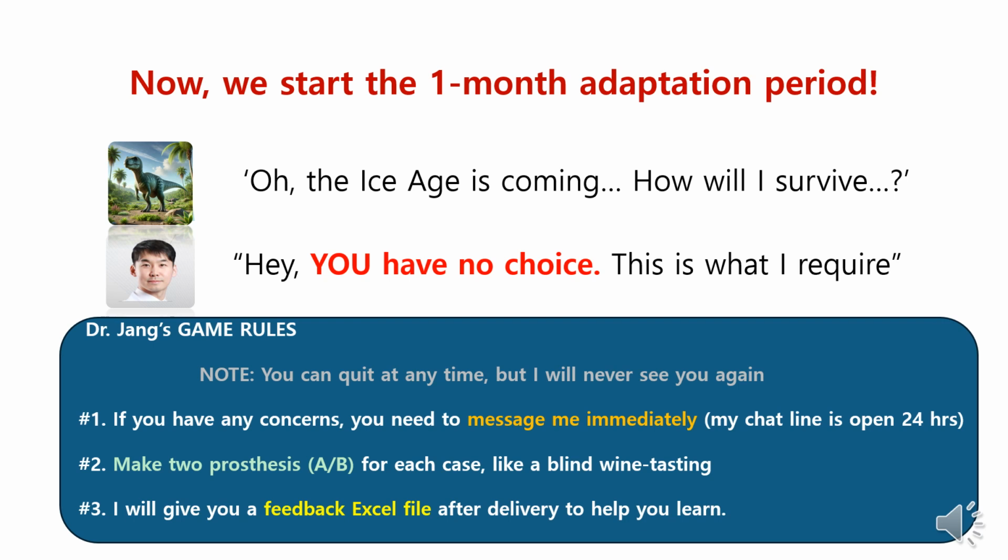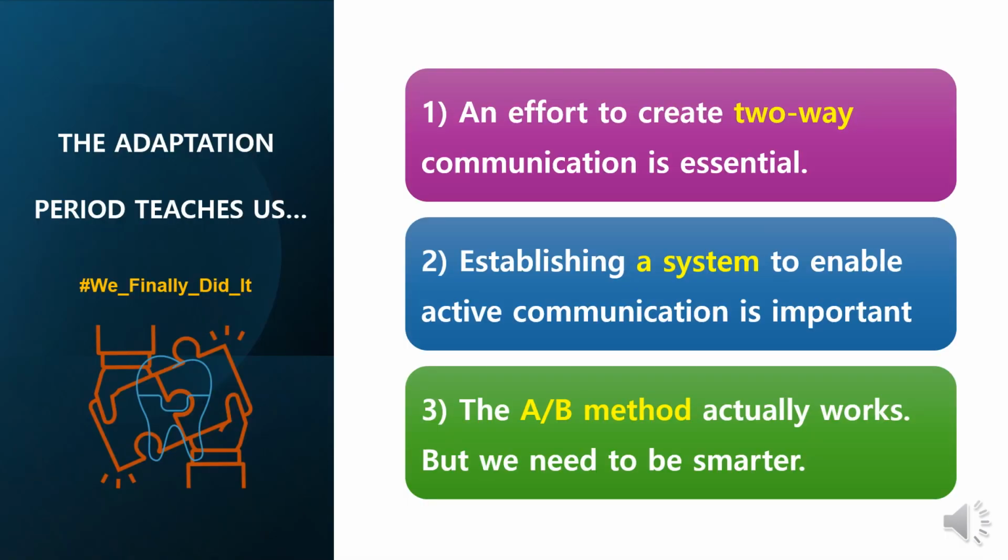After each delivery, I always documented the evaluation criteria. I kept all records in an Excel file where I evaluated and documented all cases, categorizing evaluations such as contact, margin, occlusion, shade, and fitting, and promptly sent them to the lab upon completion of delivery. As a result, around 1 month later, the prostheses suddenly started fitting well. I didn't know how this happened, but it was quite fascinating. All we did was simply give thorough feedback. This is what I learned during the 1-month adaptation period.